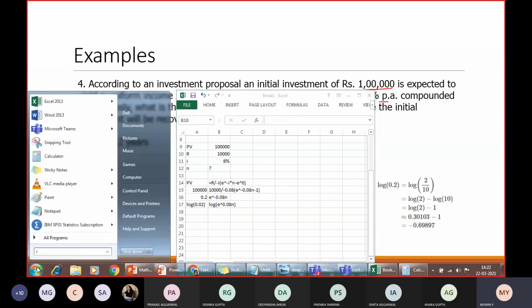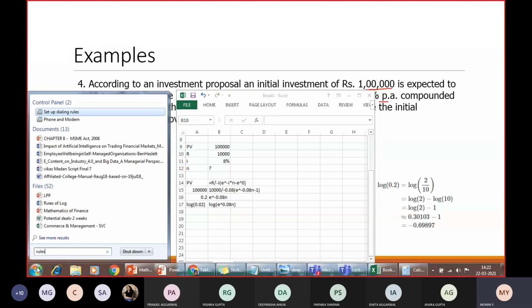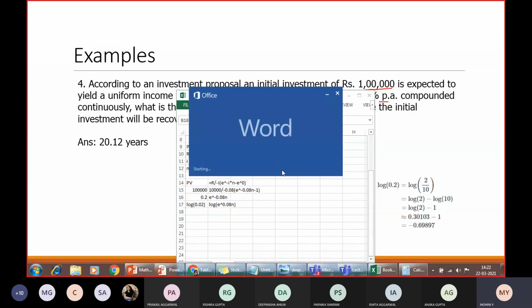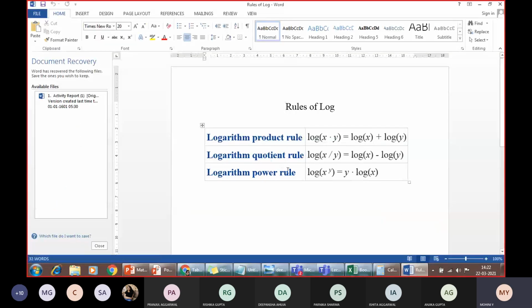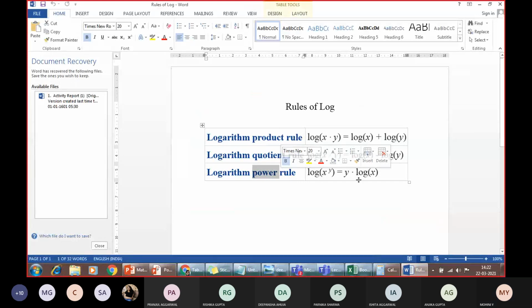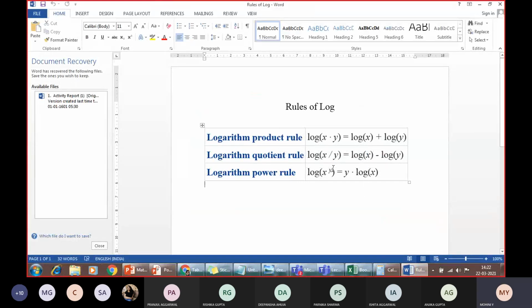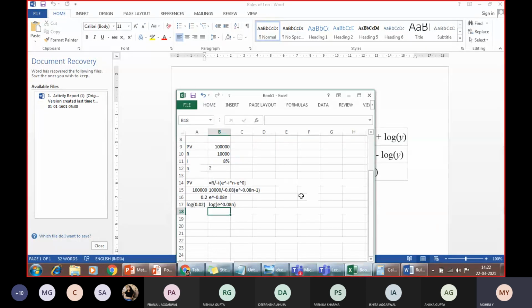याद है मेरे पास यहाँ पे rules of log. So ये पावर रूल है आपका. सो पावर रूल में क्या होता है, जो पावर होती है वो आगे आ जाती है और नीचे वाला सेम आ जाता है. ठीक है, सो इन दिस केस इट विल बी 0.08 n log e, राइट. और log 0.02 को आप कैसे निकालोगे?